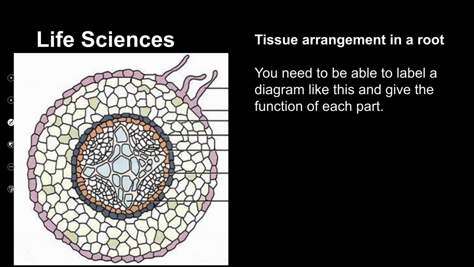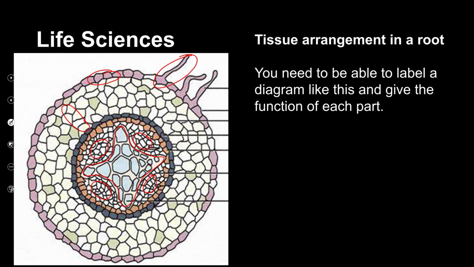You need to be able to label a diagram like this if it is ever given to you, and you need to be able to identify the different tissues and say what their function is. For example, root hair, absorb water. Epidermis, protection. Parenchyma cells, storage, with air spaces between them. In the center of the root, you have the vascular tissue with the xylem in the form of a star and the phloem in between the arms of the star. Remember, this is called the vascular cylinder or vascular stele.